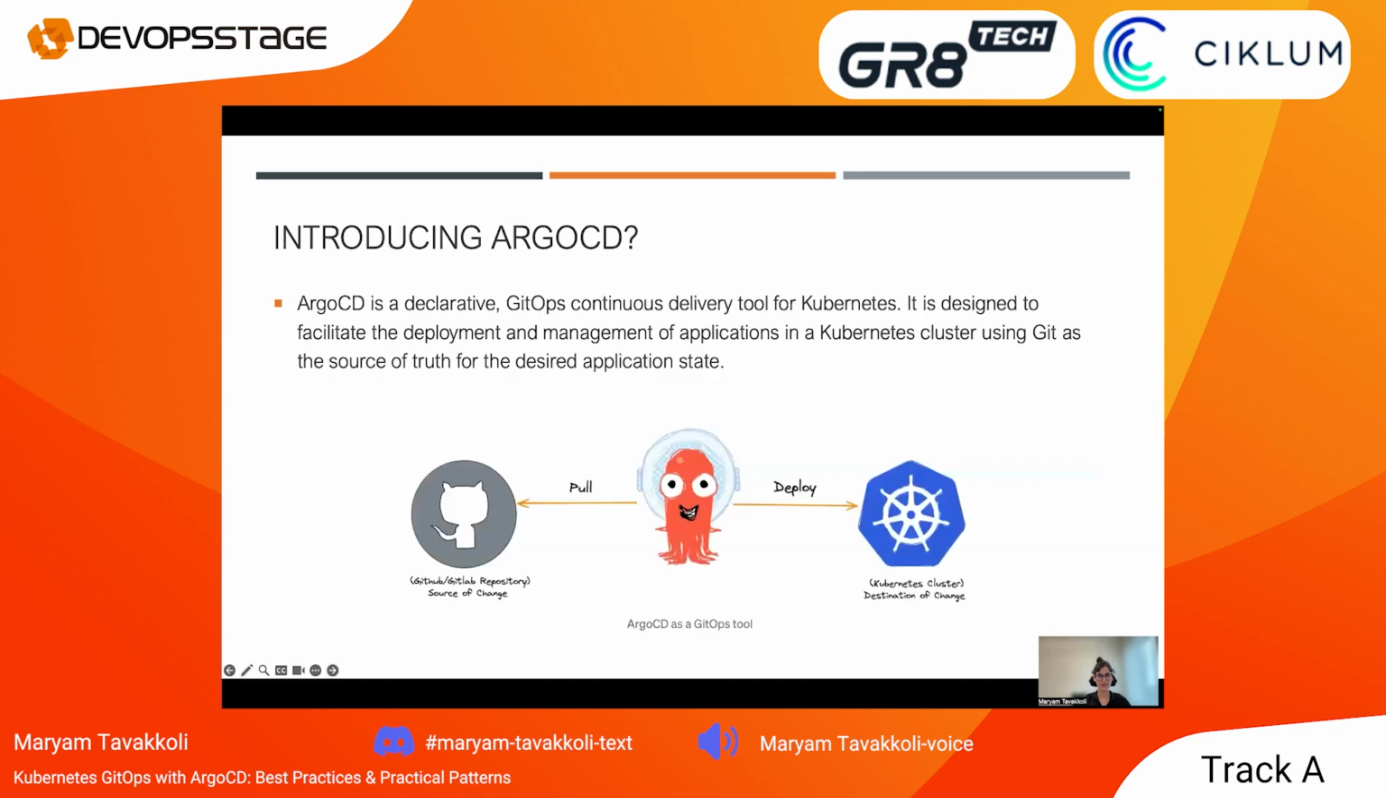All right, now that we have become familiar with GitOps and its benefits, it's time for introducing ArgoCD. ArgoCD is a declarative GitOps continuous delivery tool for Kubernetes. It is designed to facilitate deployment and management of applications in a Kubernetes cluster using Git as the source of the truth for the desired application state. So as you can see in the picture, the ArgoCD controller pulls your changes from the Git repository and it deploys those changes to your Kubernetes cluster.